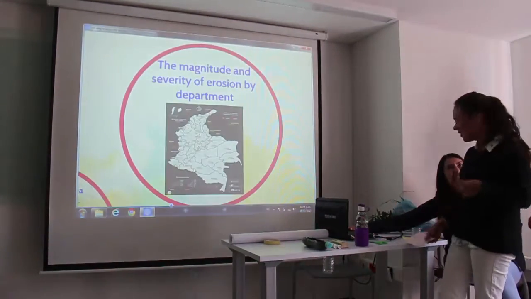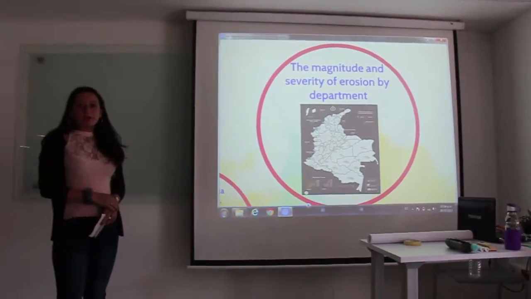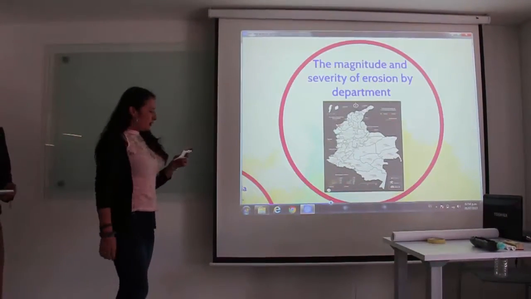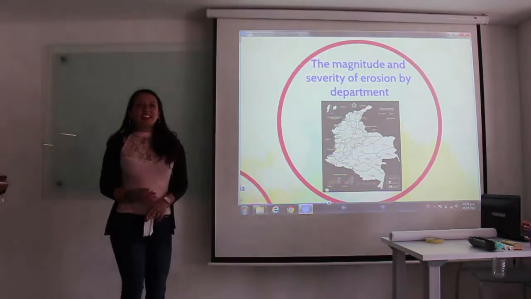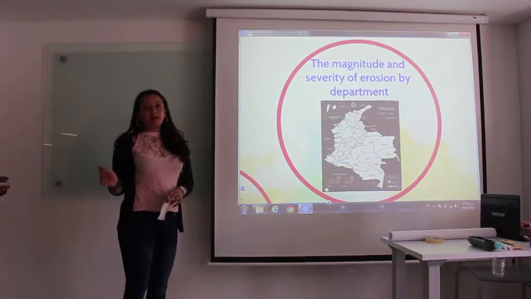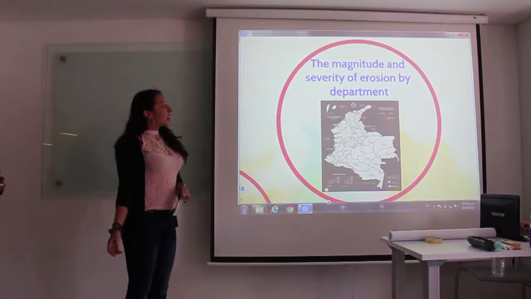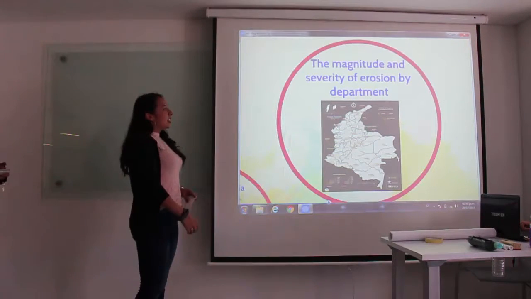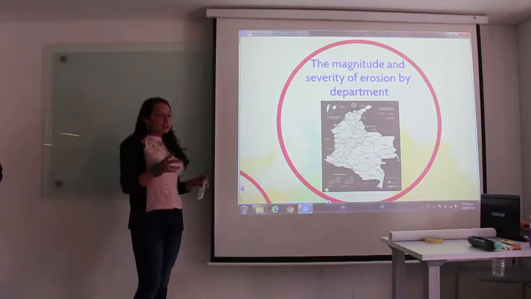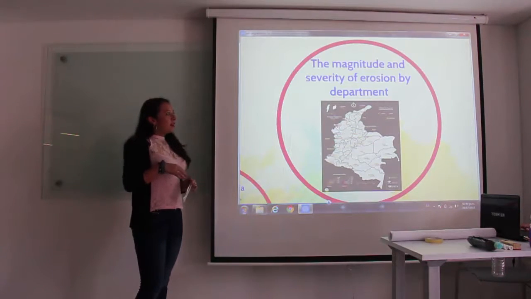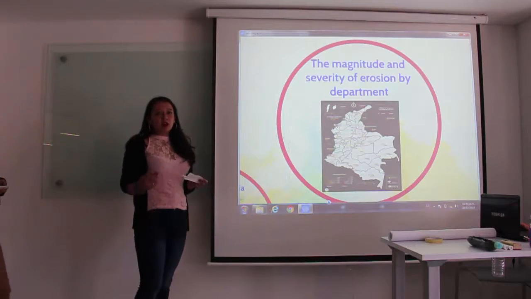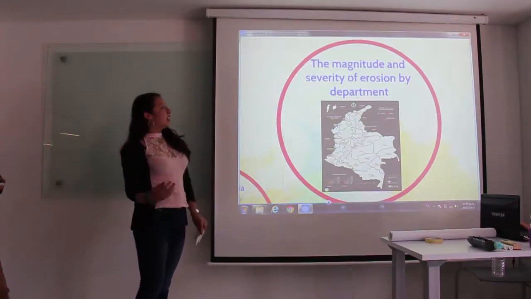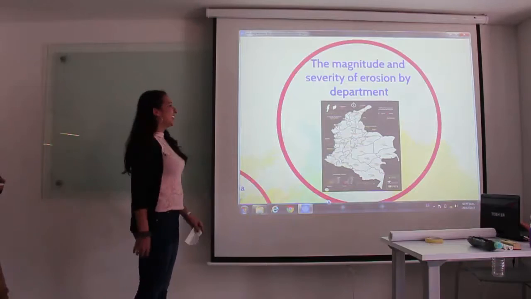The magnitude and severity of erosion by department. Well, the state of erosion was analyzed individually for each department. The information was analyzed with indicators of magnitude and severity of soil erosion.